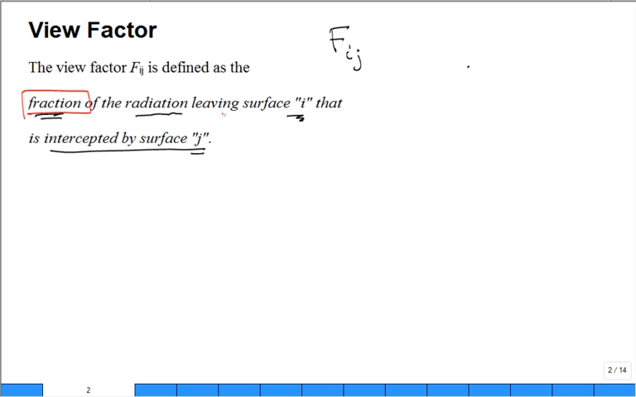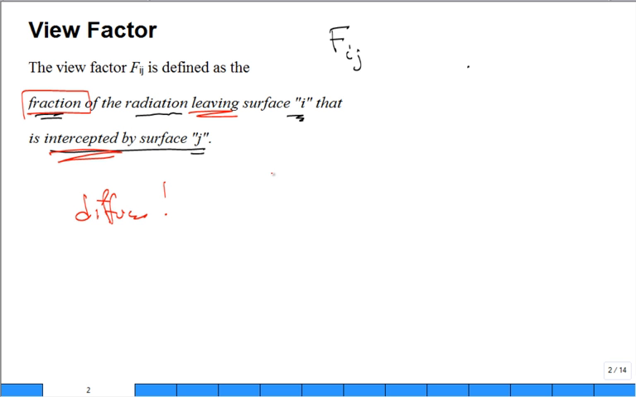The radiation that leaves surface i. How can it leave a surface i? How can photons go away from surface i? Both by emission as well as being reflected off of the surface. Now what we're going to do is we're only going to consider diffuse surfaces. So it's diffuse in its emission and diffuse in its reflection. So it's all diffuse surfaces.